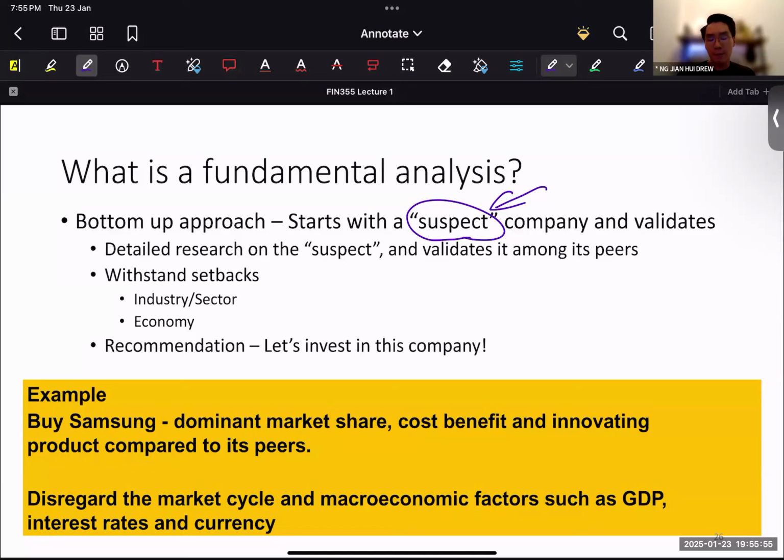So a bottom-up approach means that you already have a suspect company, and then from there, you look at the industry. How's the industry doing? How's the economy doing? And based on this, we say, okay, let's invest in this company. Normally, like I mentioned, it's not so good in a sense because you already have some bias there.